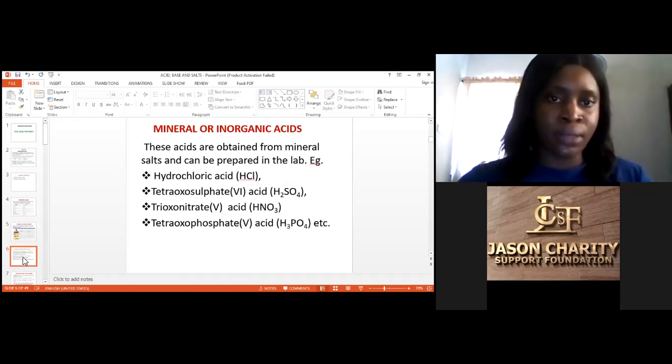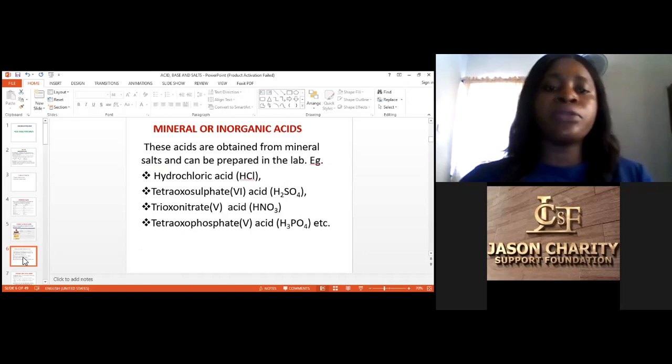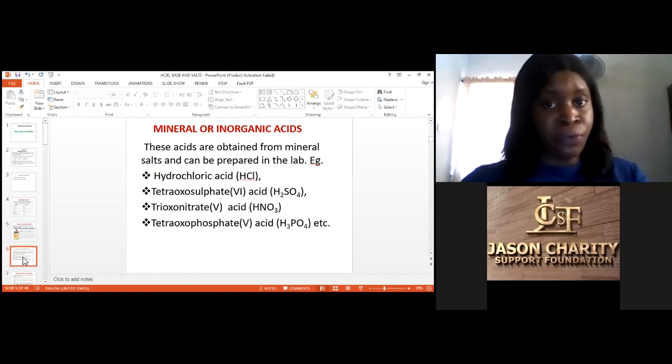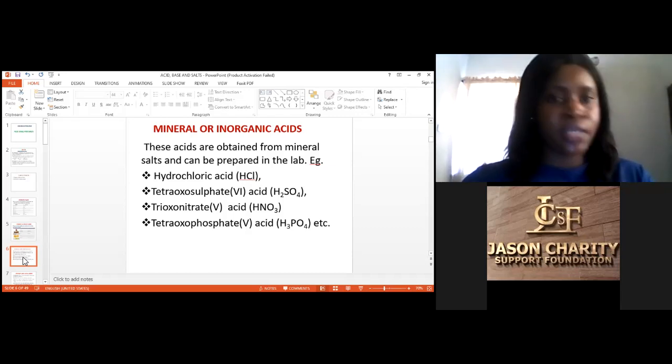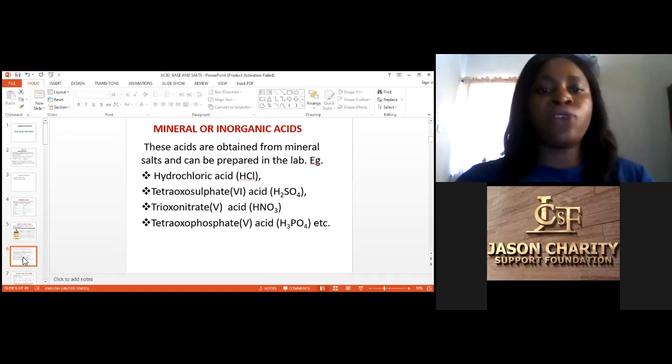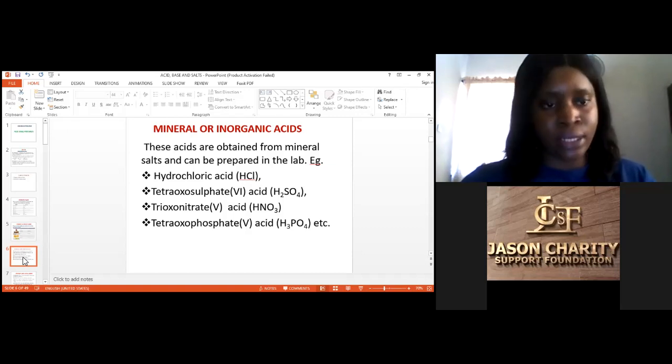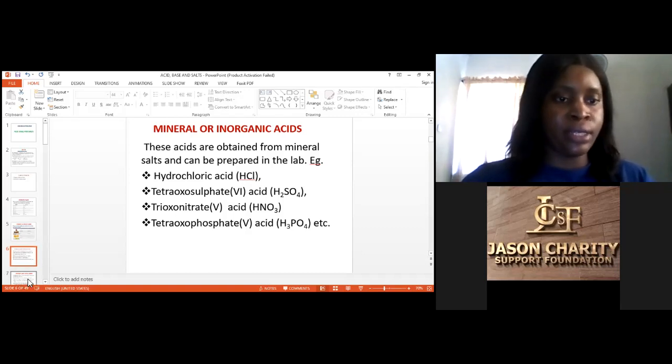Now the first one is hydrochloric acid. We also have tetraoxosulfate 6 acid, trioxonitrate 5 acid, and tetraoxophosphate 5 acid. All these are examples of inorganic acid.